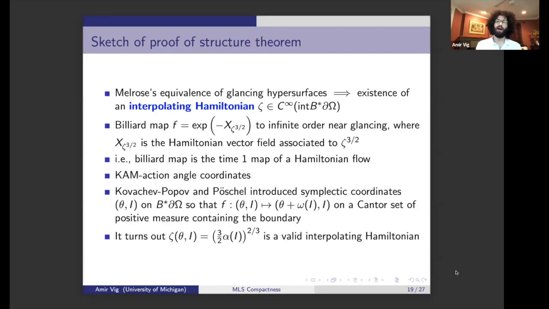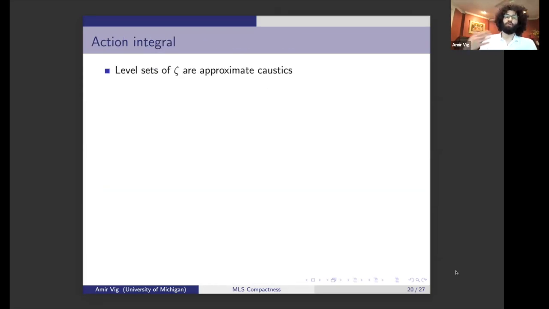So, theta I plus alpha I generates the billiard map as a generating function in the symplectic geometry sense. And using the work of Kovachev and Popov, comparing it with this alpha function, we see that actually this is a good choice of interpolating Hamiltonian. And this one's nice because we now have a very geometric interpretation of the generating function. So how do we get these invariants IK? They're going to be Taylor coefficients of what we call an action integral.